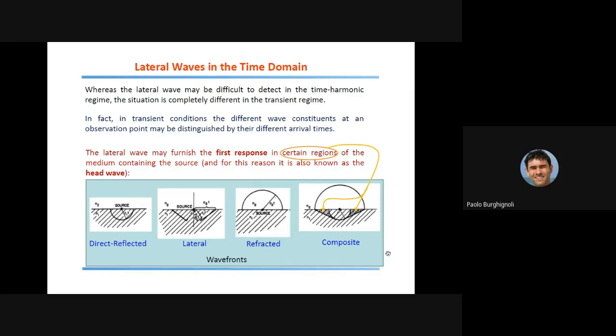So before the direct wave arrives the lateral wave, which for this reason is also known as the head wave, because it's in the head of the transient waveform that is observed at the observation point if this is located in one of those regions. And we will say something more about lateral waves in the time domain next week when we will deal with transients.